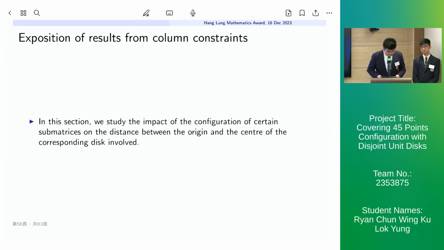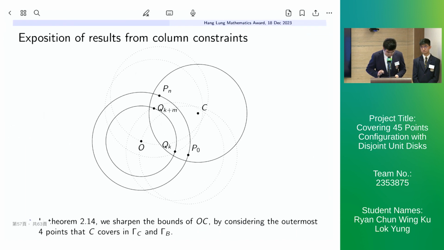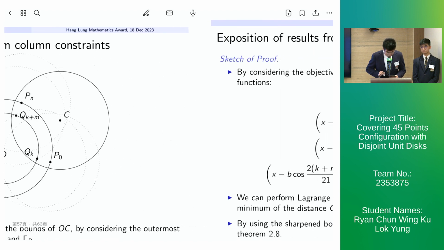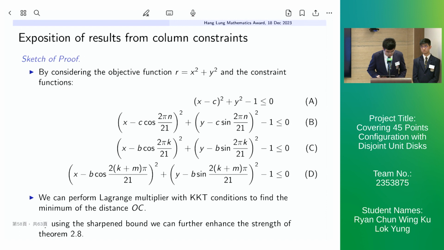Finally, we studied the impact of the configuration of certain submatrices on the distance between the origin and the center of the corresponding disk involved. By theorem 2.14, we sharpened the bound of OC with respect to how many points it covers in gamma C and gamma B by considering the 4 outermost points that are covered by the disk in gamma C and gamma B. Based on the objective function and the 4 constraints this time, we then apply Lagrange multiplier with KKT conditions again, and we can find out the minimum distance of OC, which is very useful for strengthening theorem 2.8.